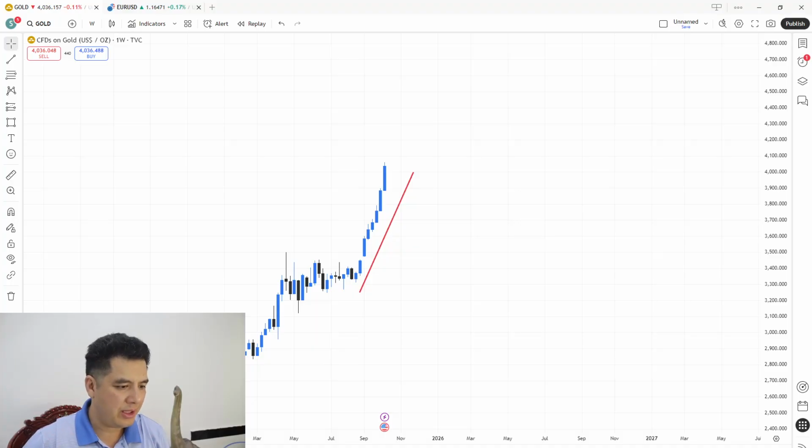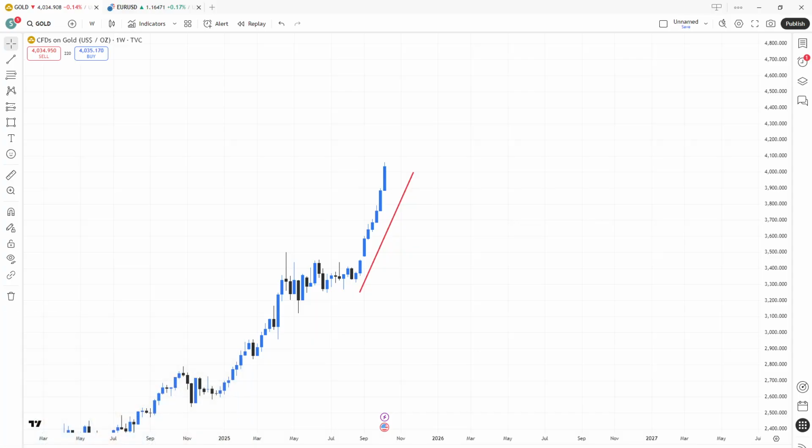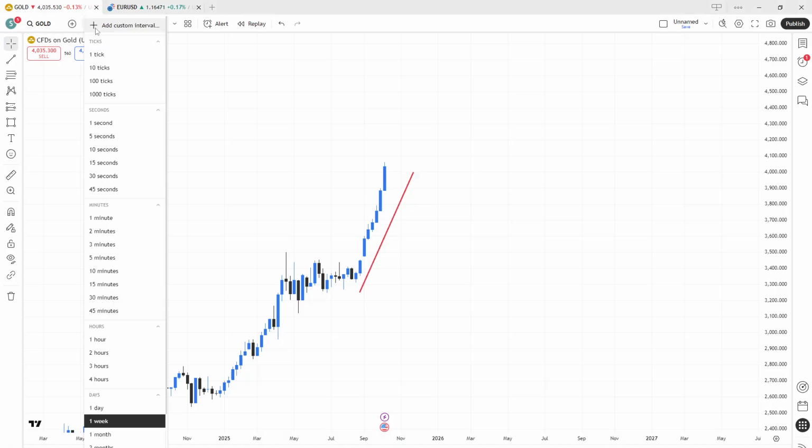So today we're looking at the weekly chart, and we can see that gold is still very bullish, right? So again, because it's still bullish, we're just looking for continuation. We're not looking for sells anytime soon, right?